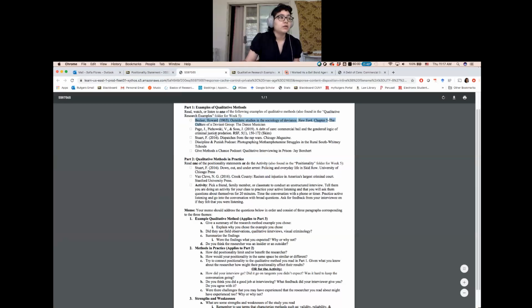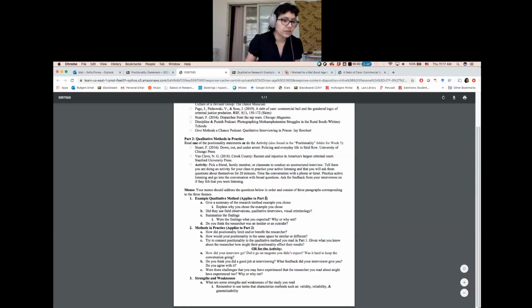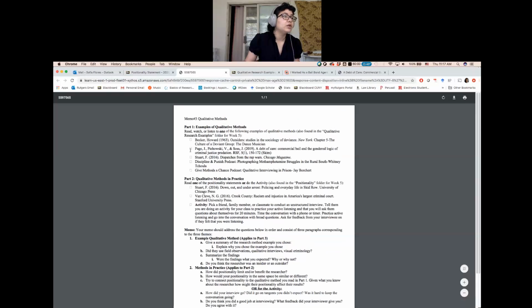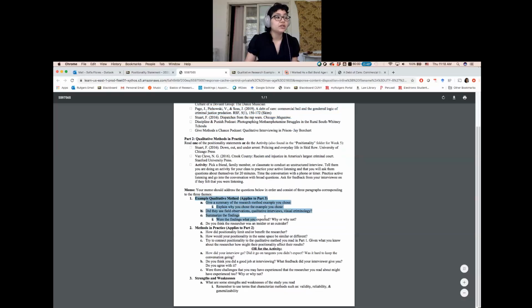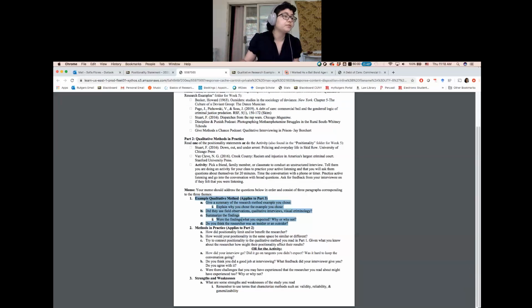So once you pick one of these and one of these, then you get into the writing prompt. This is a typo, it should say part 1. Depending on what you pick here, let's say I pick to read the page excerpt, then I would answer questions about the page excerpt here in the first paragraph of my memo. And then in the second paragraph, which applies to part 2, whichever you pick, if you pick to read, which are the Stewart and Van Cleve, then you would answer these questions for that part. If you picked to do the activity, then you would answer these questions for the activity. And then the final paragraph is to talk about the strengths and weaknesses of the study you read or the activity you did.